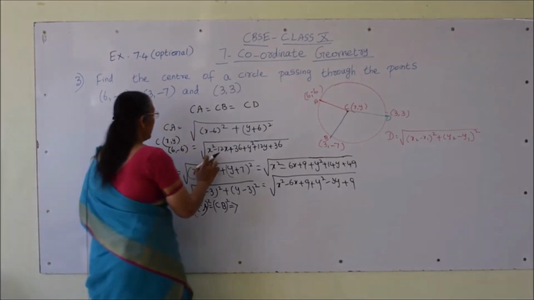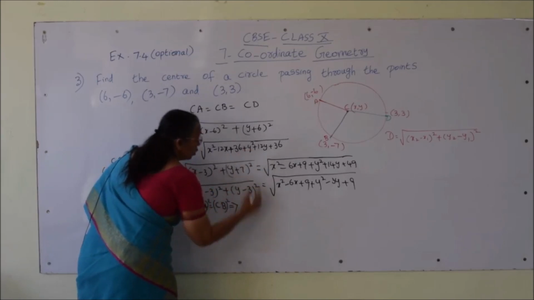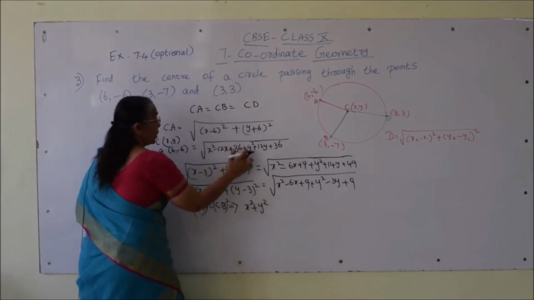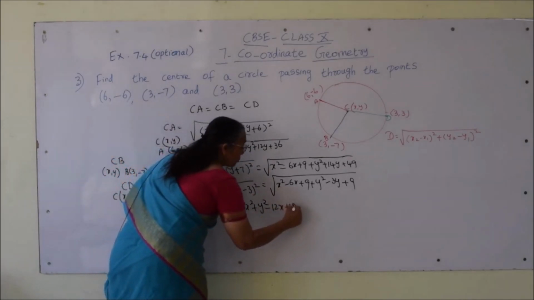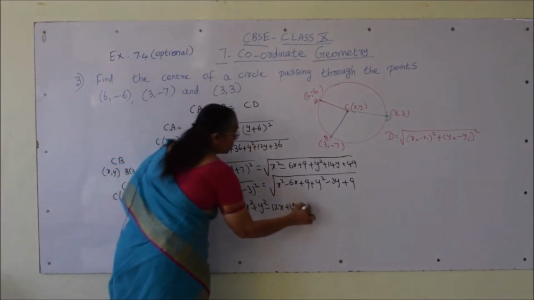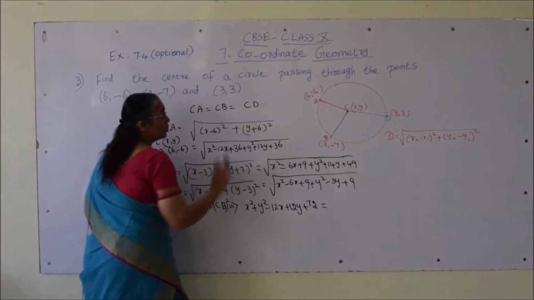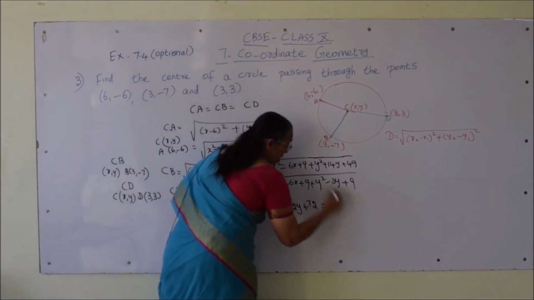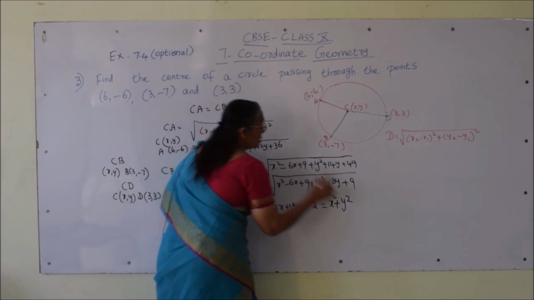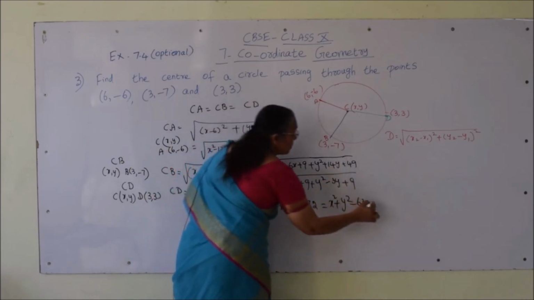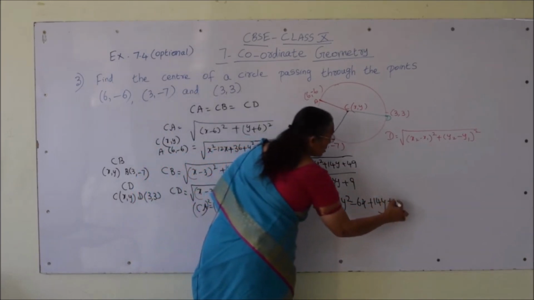Now, CA square, without the root, I will write in order: x square plus y square minus 12x plus 12y, x term next, and the constant term is 72, is equal to CB square. Again in CB also, squaring, the root will go off. Writing in standard form: x square plus y square, x term is minus 6x, y term plus 14y, constant is 49 plus 9, 58.